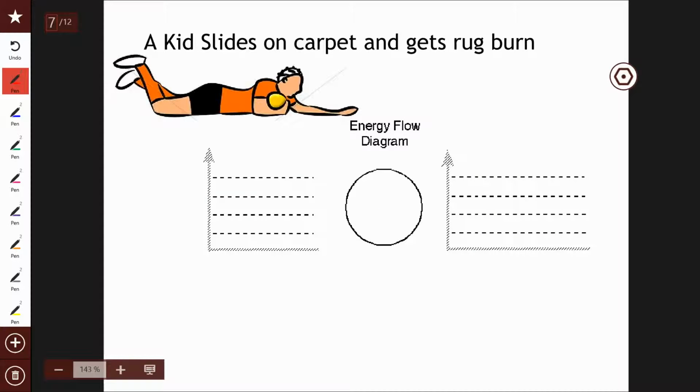What happens if a kid slides on a carpet and gets a rug burn? First of all, what are we looking at? What's our system here? I think I'm probably going to say the kid. That's my system.